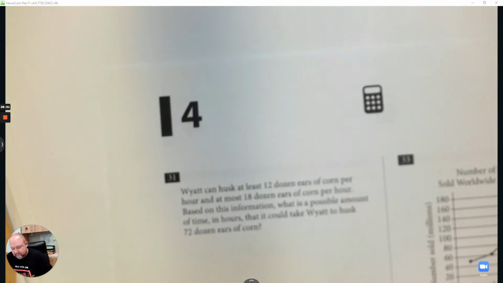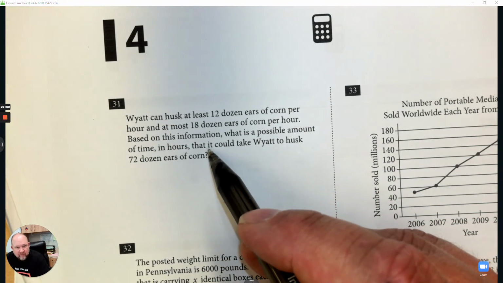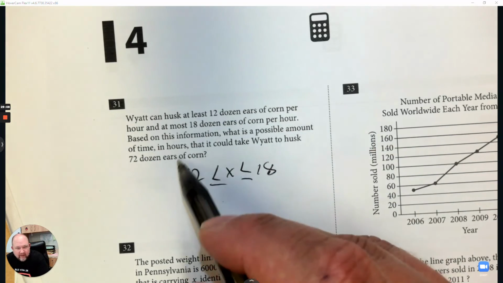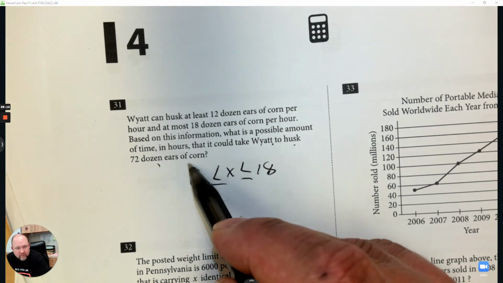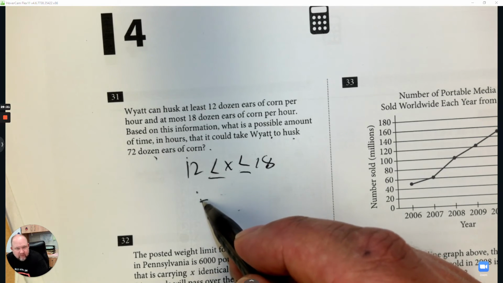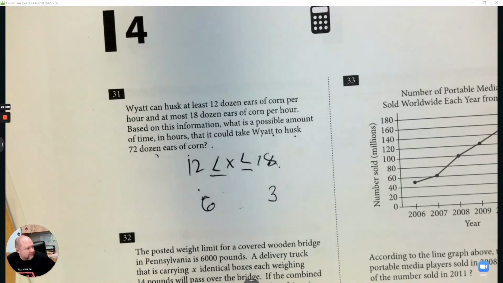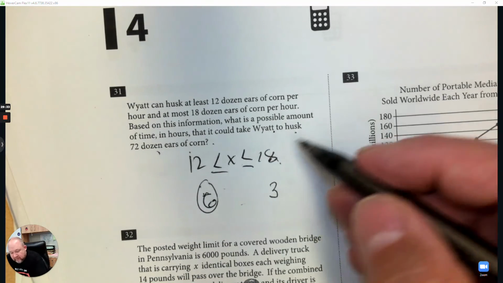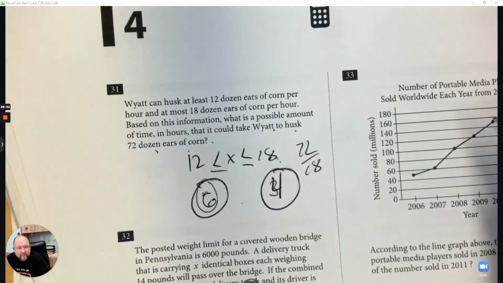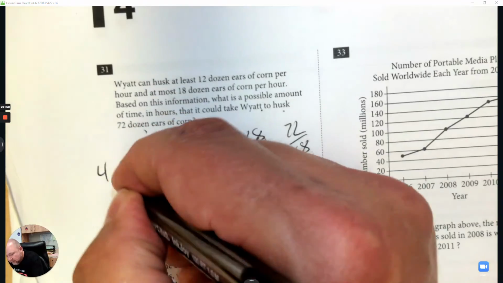Number 31. Wyatt can husk at least 12 dozen ears of corn and at most 18 dozen ears of corn. So between 12 and 18, what is a possible amount of time in hours it could take Wyatt to husk 72 ears of corn? So to get this to 72, that would be 6 hours, right? To get this to 72, that would be 3 hours, right? So 18, no. So for 6 hours, what's 72 divided by 18? That's 4. So between 4 and 6 hours to get it done. And that's what you put in. More than 4, less than 6.